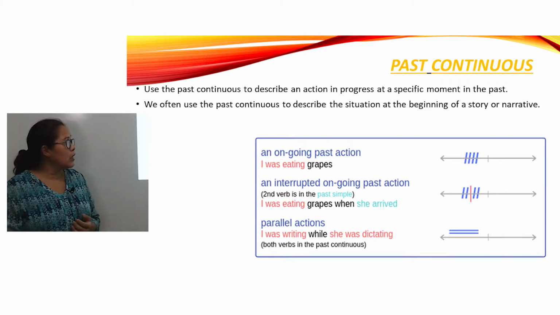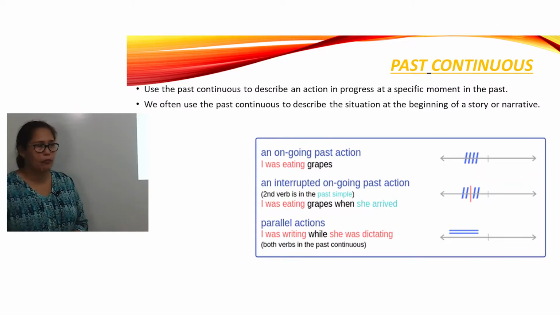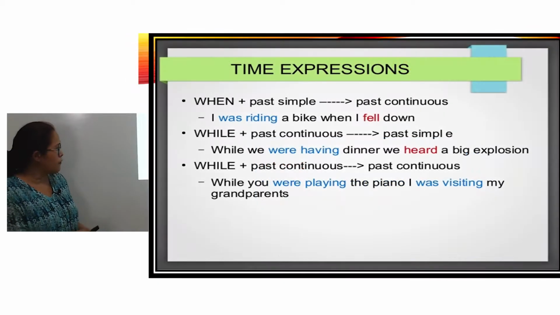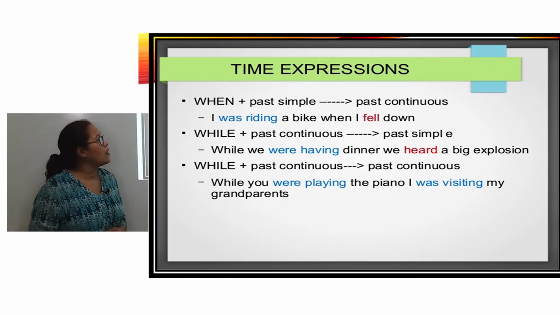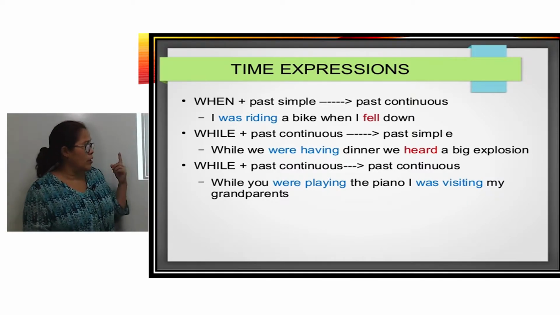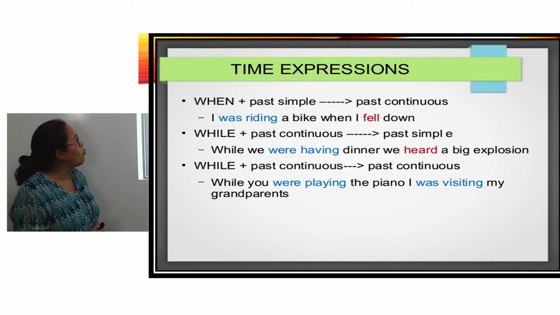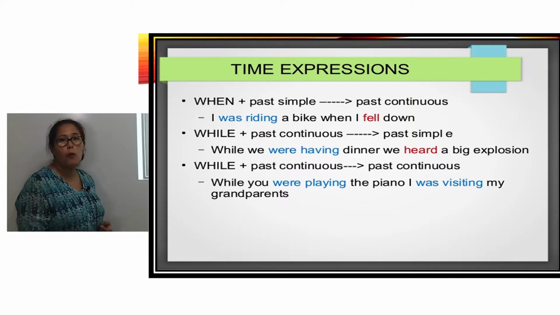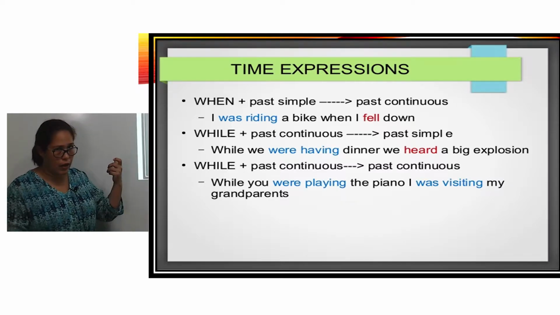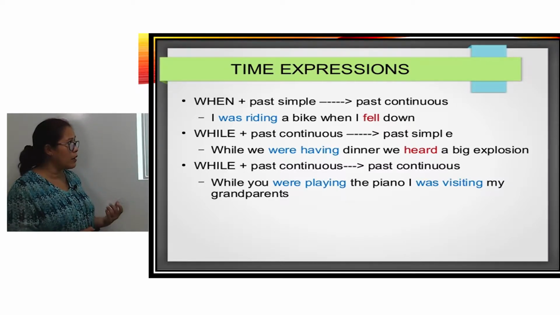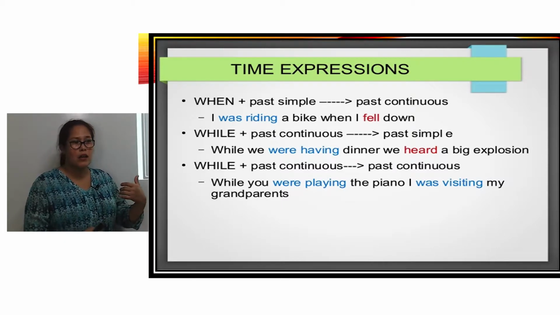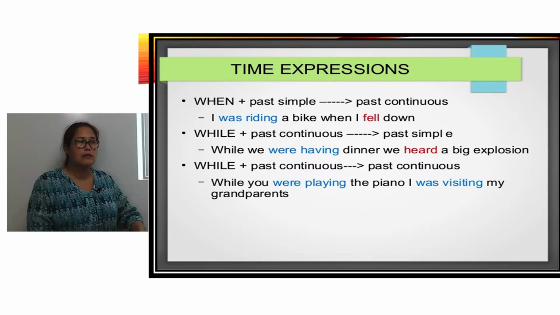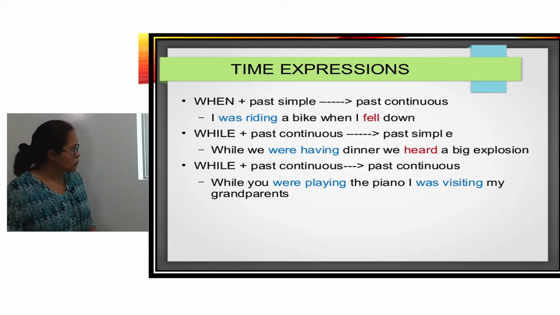Okay. Past continuous. Here, time expressions. And that's what I was explaining to you about when, while. The first one, when plus past simple to show past continuous. Ese es como el primer ejemplo, el segundo ejemplo que teníamos. I was riding a bike when I fell down. Yo estaba conduciendo, iba en una bicicleta cuando yo me caí. So, una acción que sucedía se interrumpió por otra. Se detuvo la acción en ese momento.